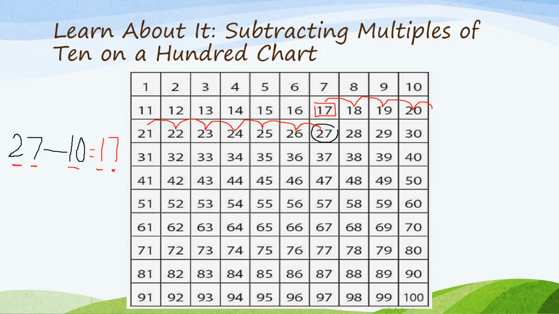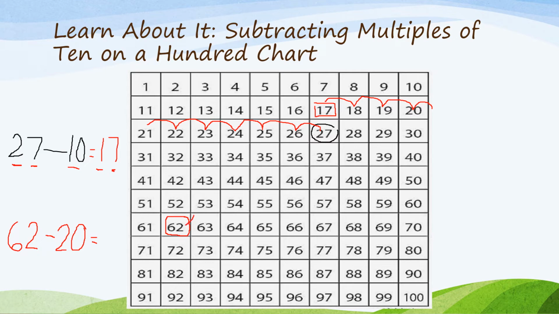Will this work again if we try a different expression? Let's pick 62. And now I want to take away 2 10s, or 20. Let's find 62 on the 100s chart. Since now we have proven that our strategy will work of counting back a 10, let's see if we can jump back 2 rows on our 100s chart.